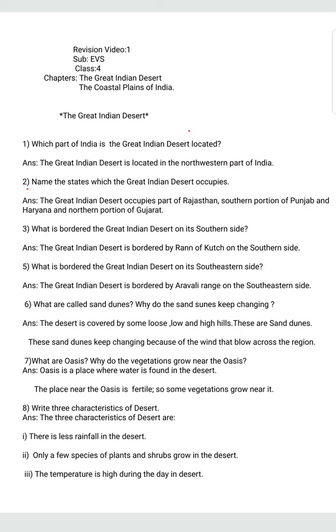Next, name the state which the Great Indian Desert occupies. What are the states that the Great Indian Desert occupies? Okay, so the Great Indian Desert occupies part of Rajasthan, the southern portion of Punjab and Haryana, and the northern part of Gujarat.